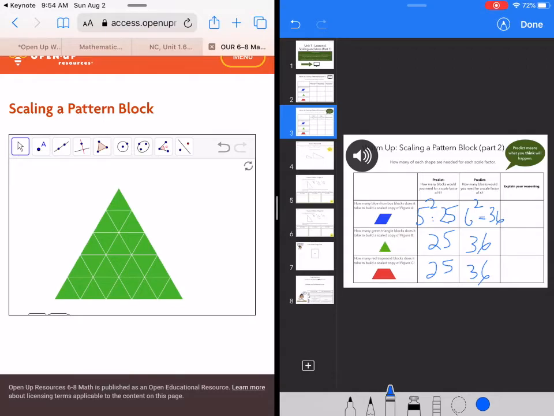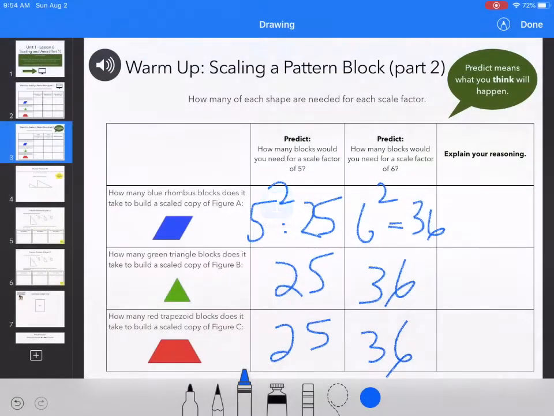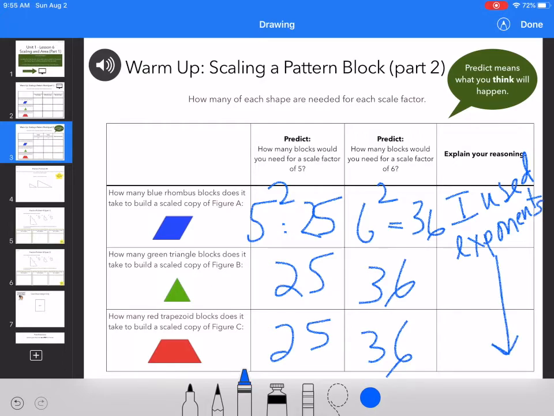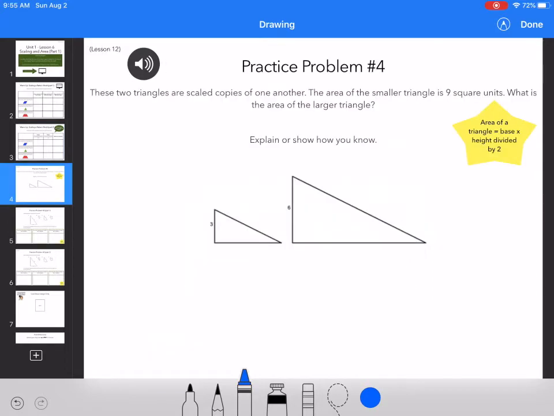So if I was going to explain my reasoning, I used exponents to think about what was going to happen. Every time, whatever the scale factor was, I had to square it. I had to use an exponent of 2 to figure out how many blocks I would need. So let's go back here.